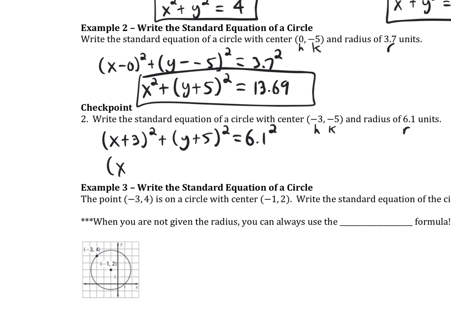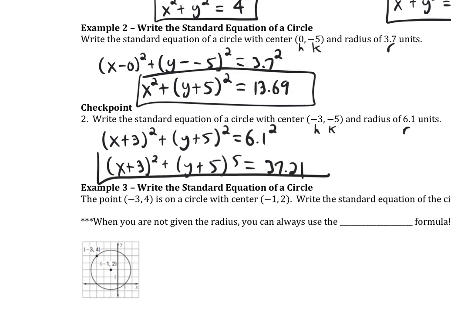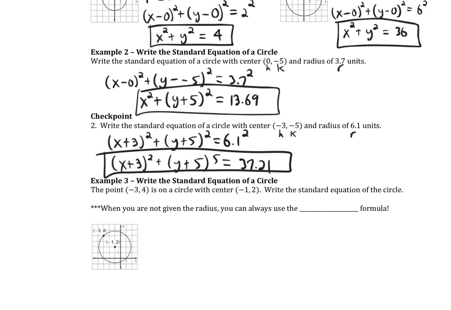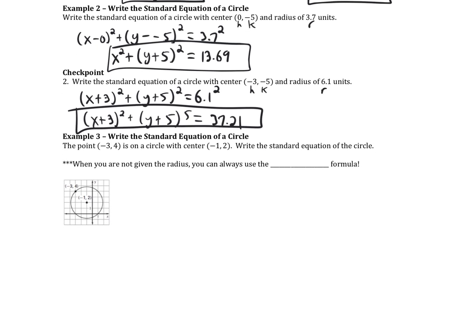And that's going to become, we keep the same one here, our x plus 3 squared, plus y plus 5 squared, equals 37.21. And that'd be our answer. All right, sounds good.